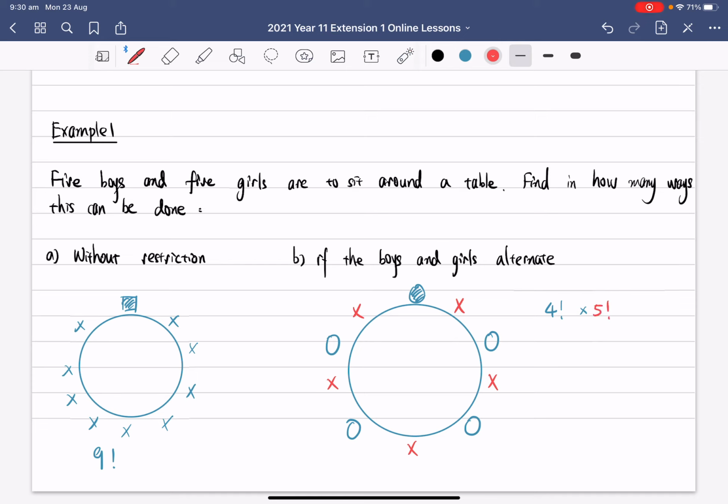Now, some people are probably asking, why are you not timesing by 4 factorial by fixing another girl? There's no need because you have already fixed the boy. So there's no need to fix the girl anymore. And within these 5 girls, they can sit anywhere they like as long as it's in between the boys. So therefore, it's 4 factorial times 5 factorial. That's how we need to do this question here. All right, so it's pretty interesting.